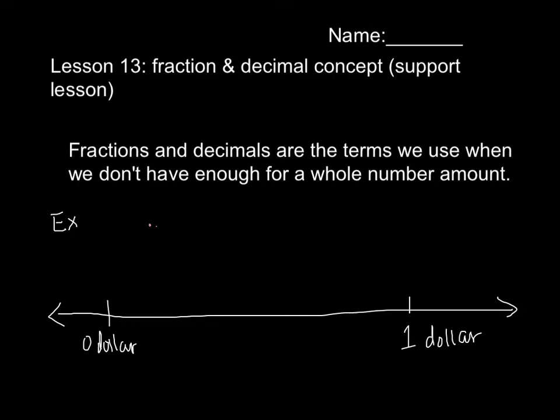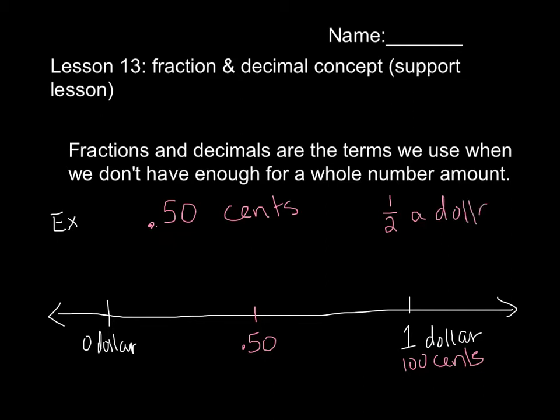If you have 50 cents, you are halfway between 0 and 100 cents, which is $1, $1 being the whole amount. 50 cents is half of that. So if you have 50 cents, you're halfway there to $1. You also might say that if you have 50 cents, you have half a dollar, which would put you right here.